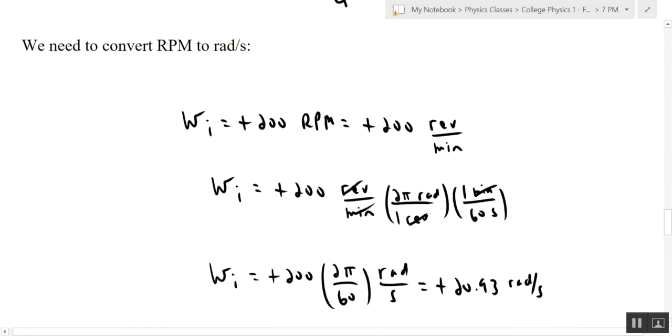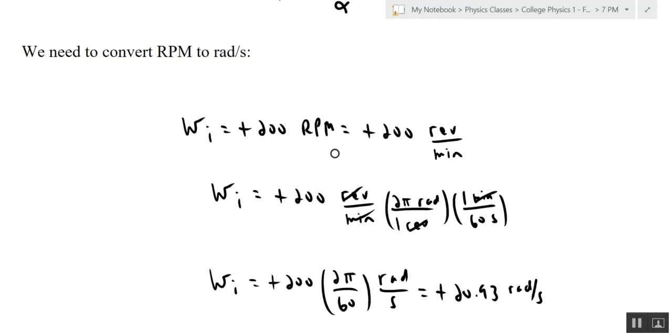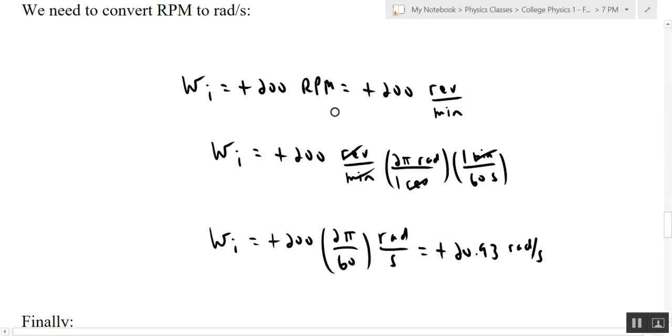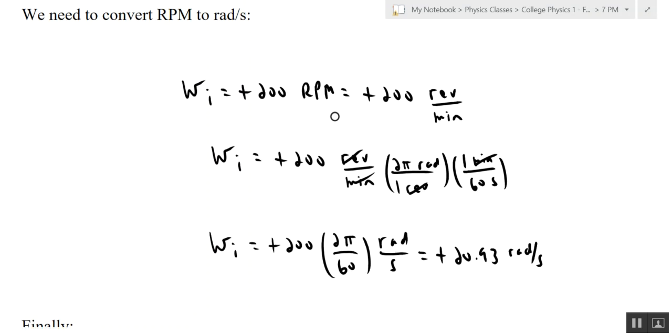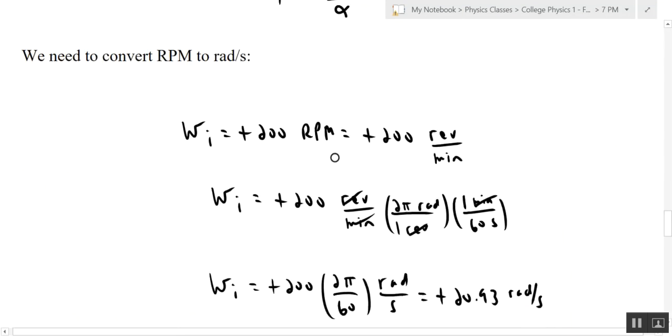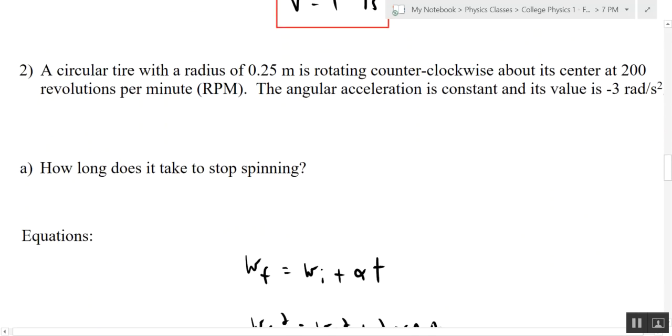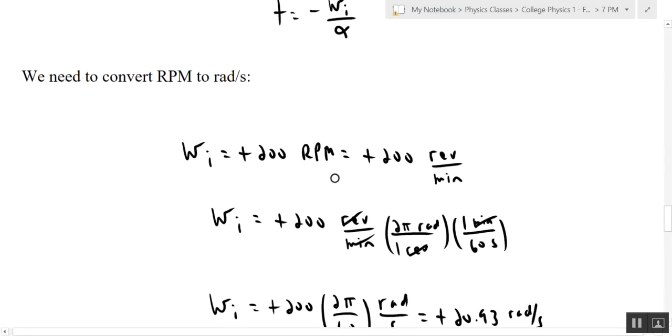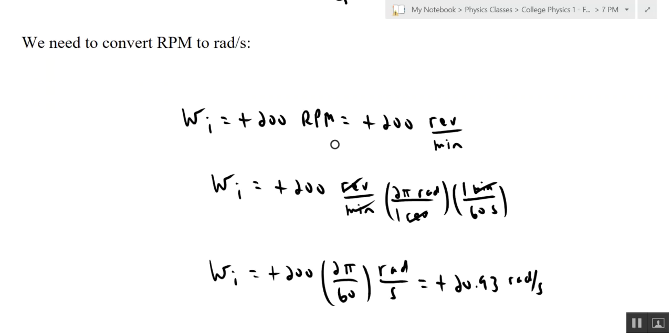Where was it? Here. You have to convert RPM to radians per second first, using what we did in this part here. It's the same thing, right? So you can sort of copy it down, but if not, you can go to lecture 18, the second example in lecture 18, part A of the second example. All right, that's the first thing you have to do, convert to radians per second, both the initial omega and the final omega.